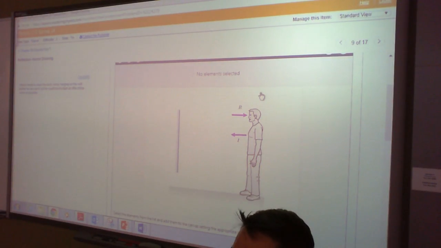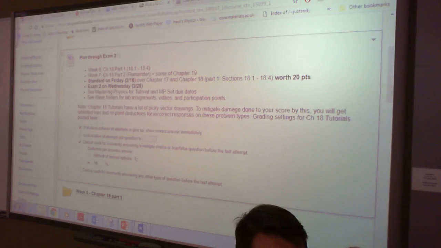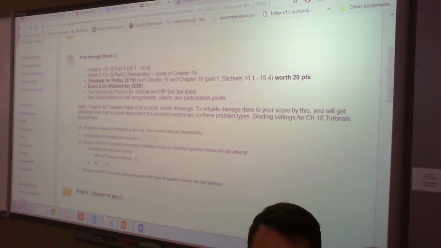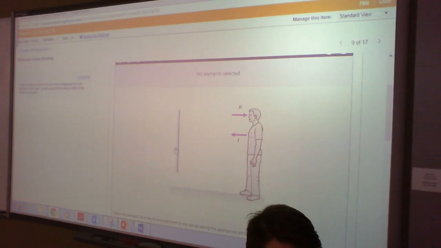And that's for the MP too? No, this is just for tutorials. Okay. Gotcha. Yeah, there's no ray diagrams on the MP set.